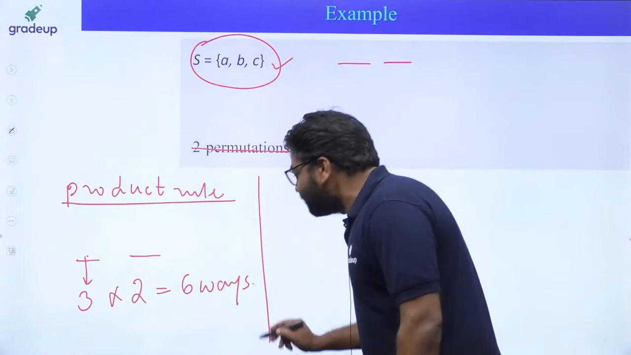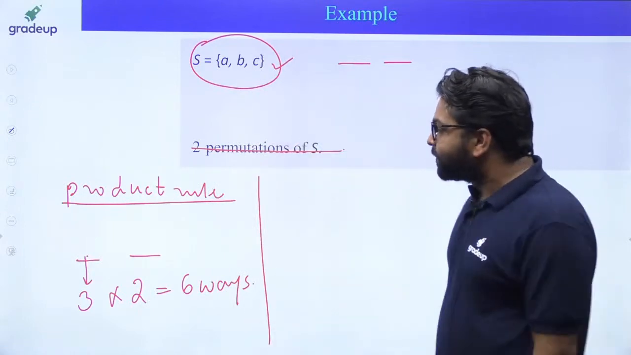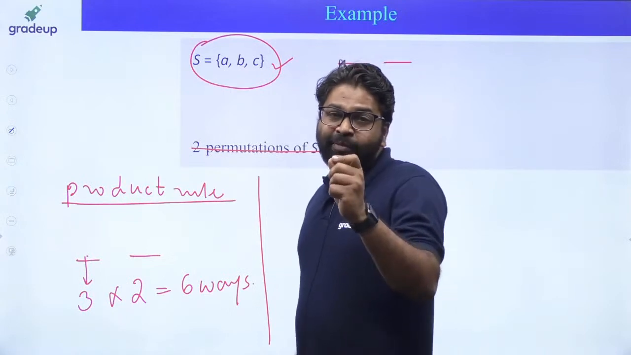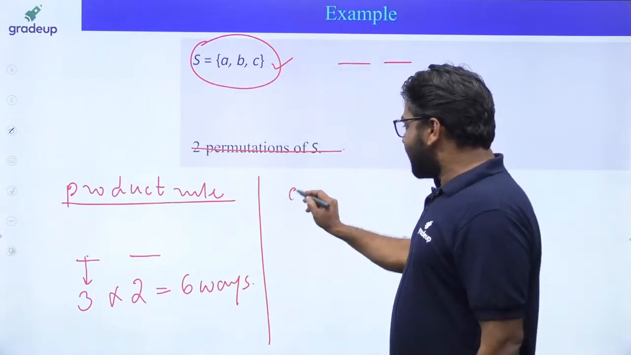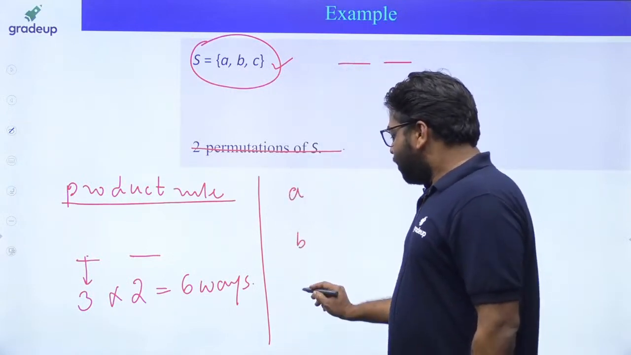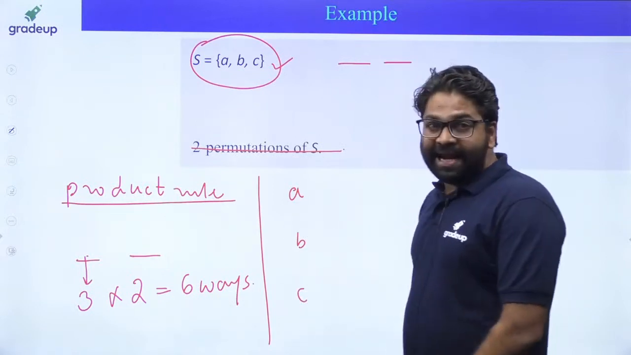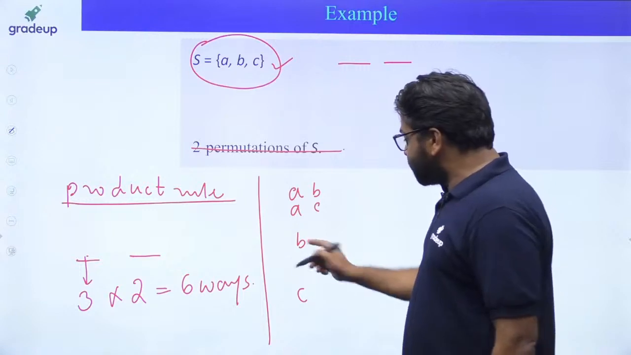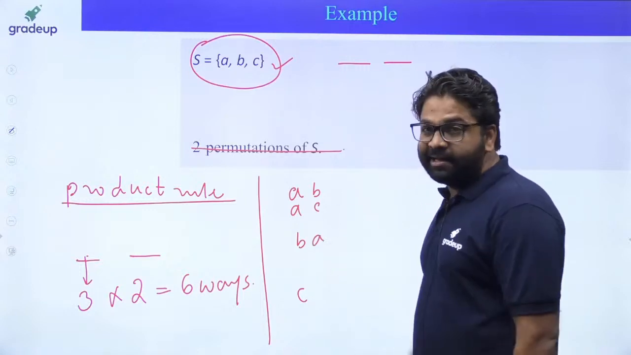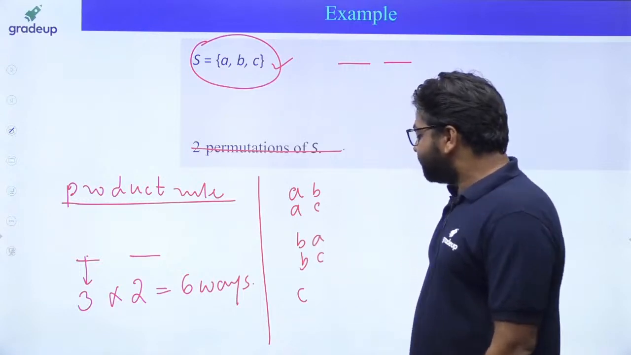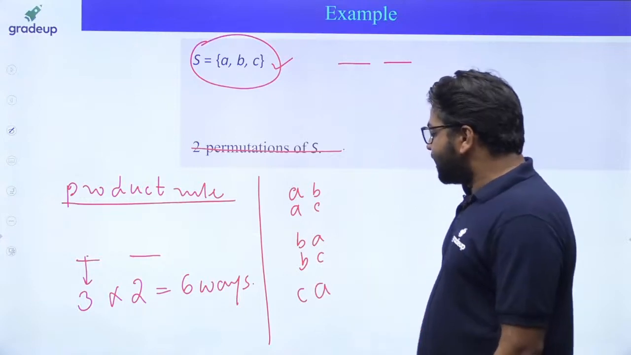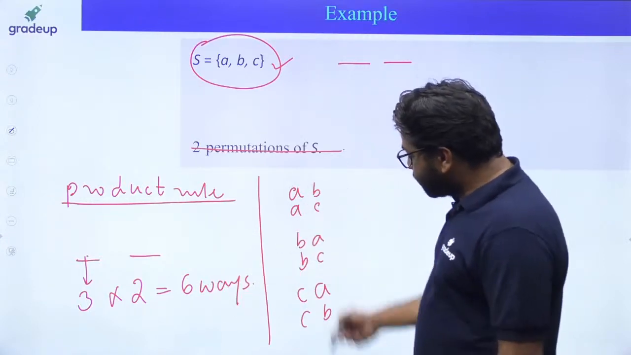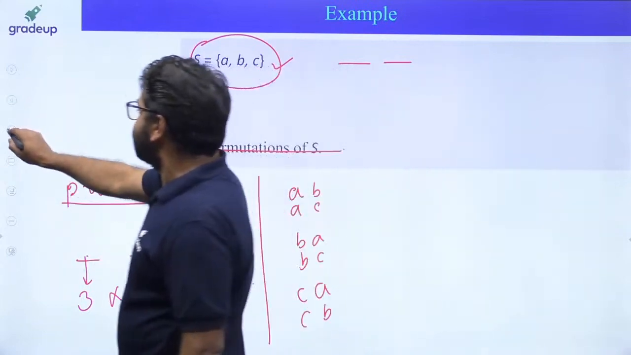Now let me give you the visualization of how this is happening. At the first place, any letter you can write, in how many ways? 3 different ways. Either you will write A, or B, or C. Once you write A, then you can write either B or C. Once you write B, you can write either A or C. Once you write C, then you can write A or B. See, this is 6 ways. This is the total visualization of those 6 ways.